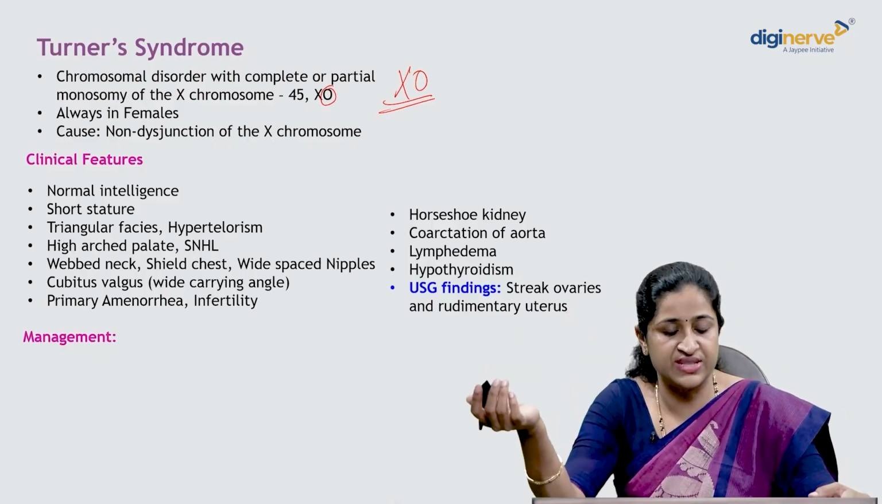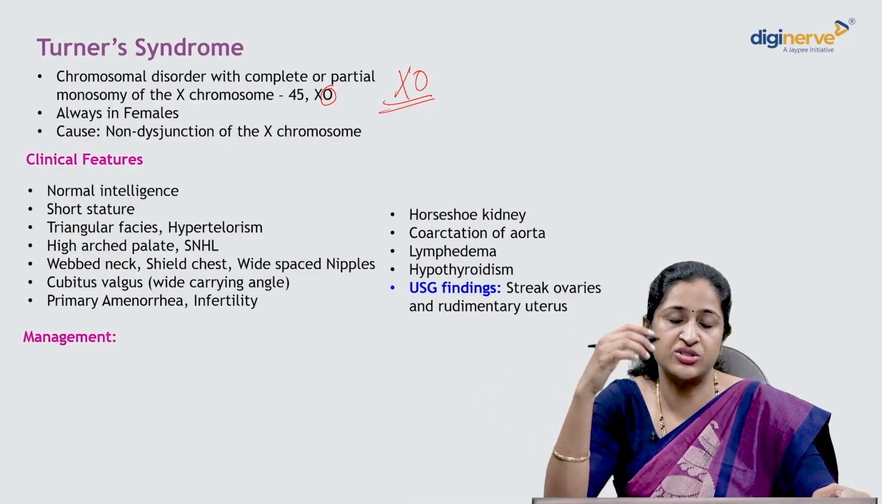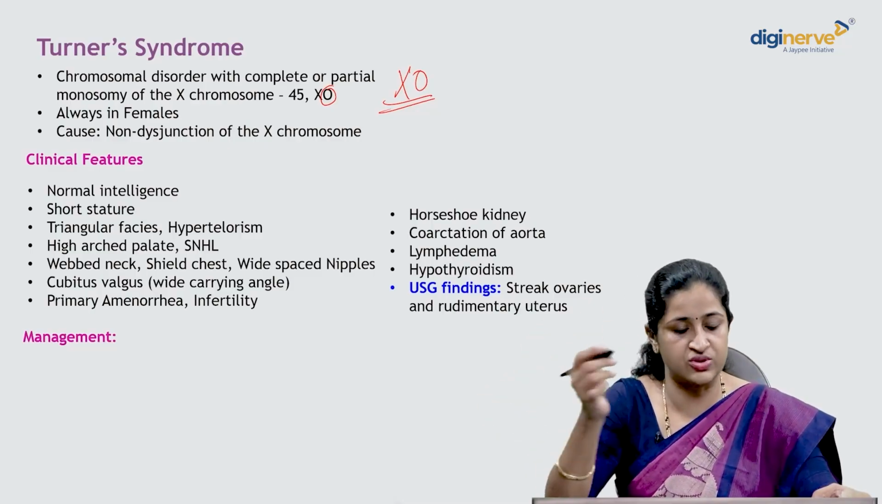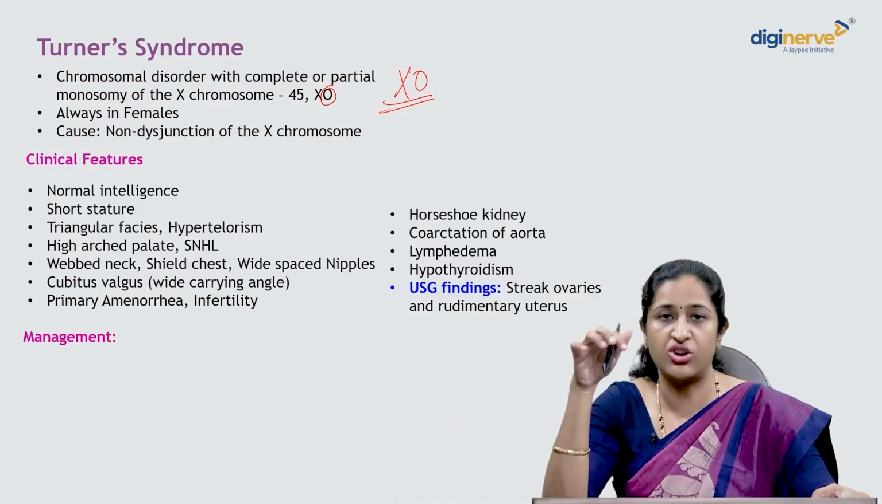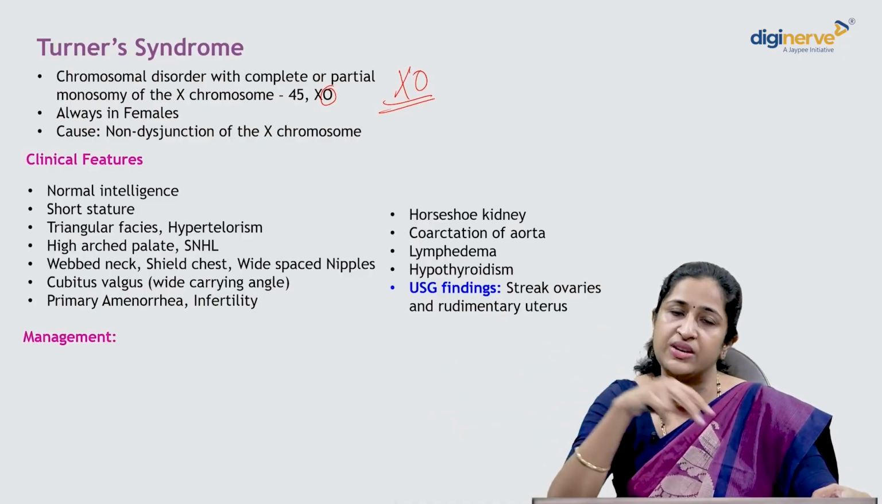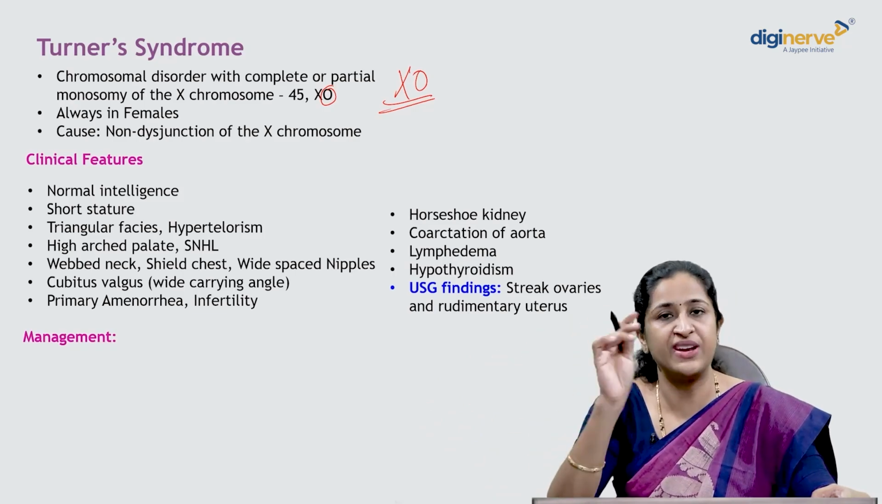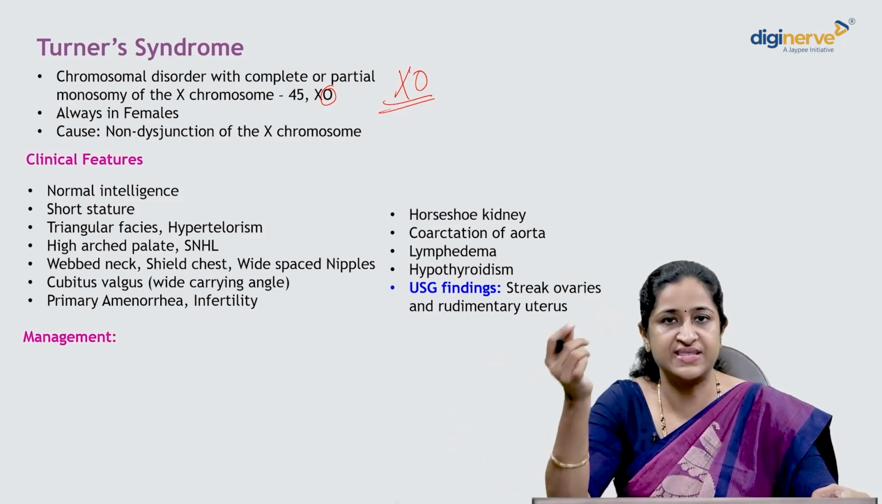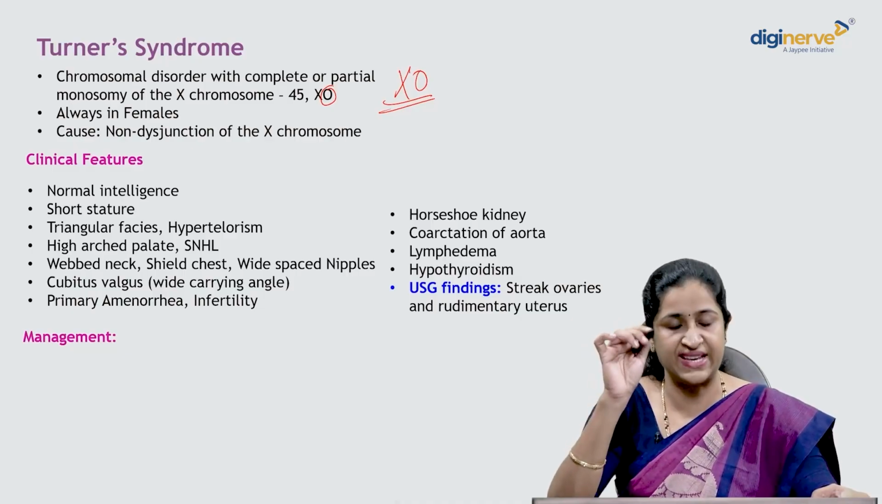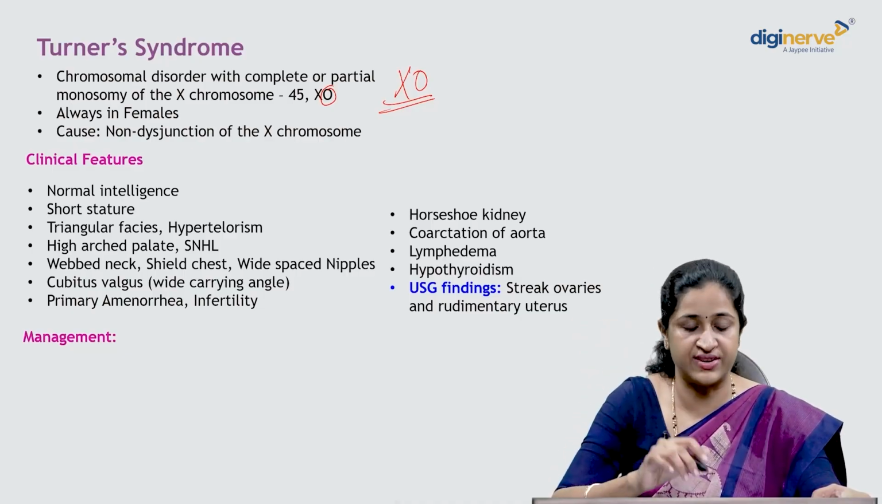So obviously this is always in females, and the cause is non-disjunction of the X chromosome. The other X chromosome did not disjoin into 2, so no X has come to one cell. That cell was fertilized by a normal haploid parent cell. So that is when you have the X0 chromosome of Turner syndrome.